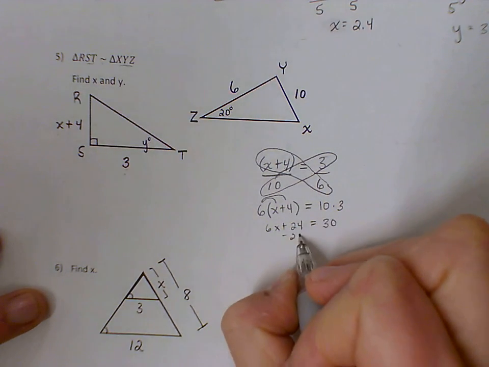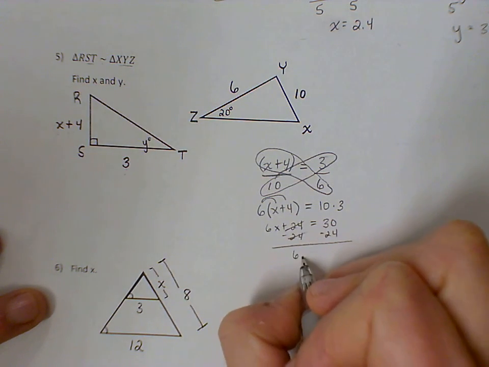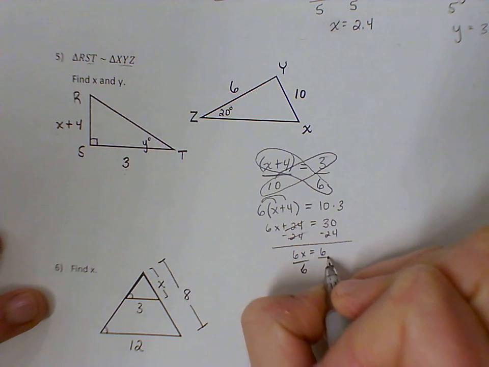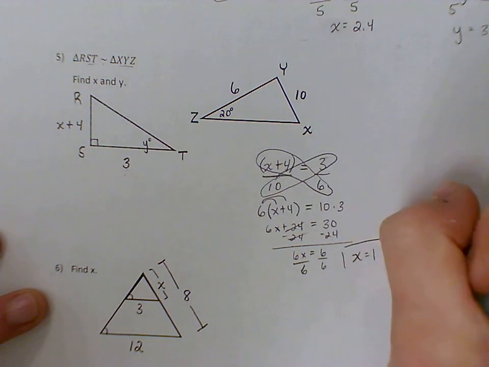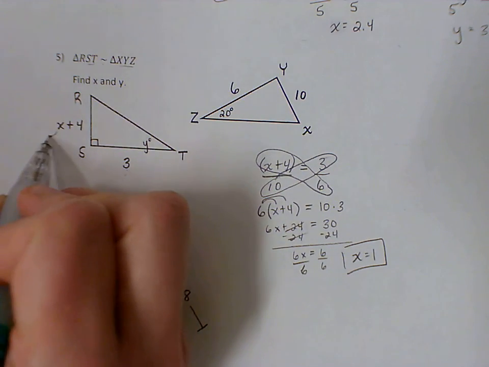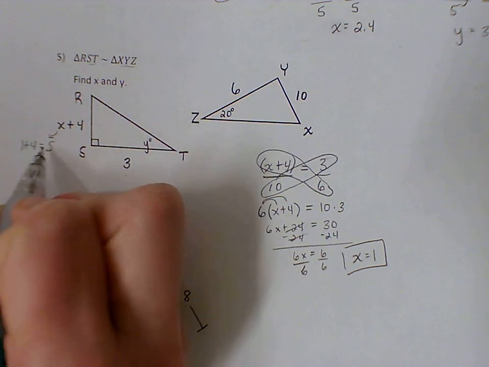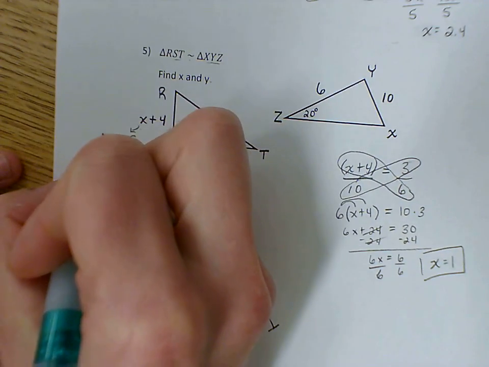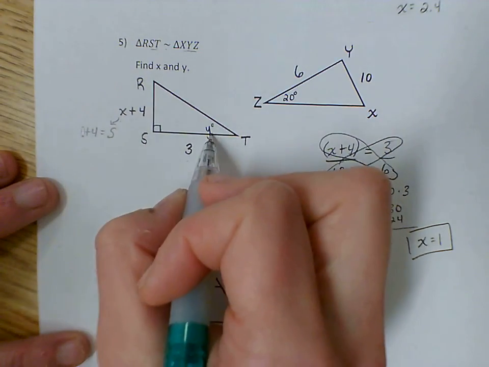From there, you have to subtract your 24, so you got to start solving. So these go away. We're left with 6X equals 6. Then you divide by your 6. And X is equal to 1. So now if they asked you for the length of this side, what you would do is you'd take that 1 and you plug it back in for X. So it'd be 1 plus 4. So the length of that side would be 5. Okay, so if they actually asked you for the length, you just take that and plug it back in for X. Okay, so now how do we find Y?